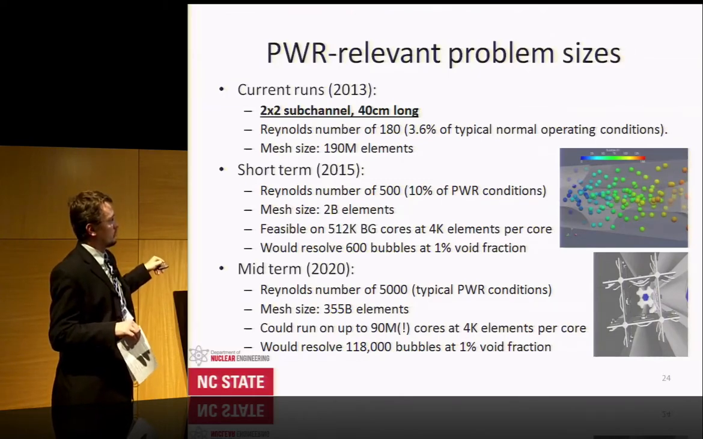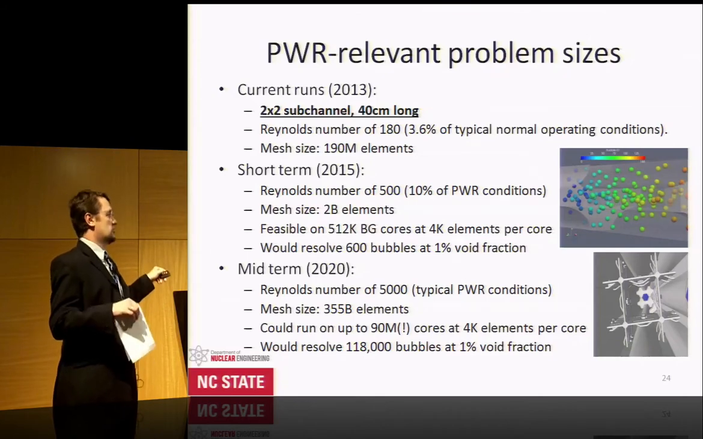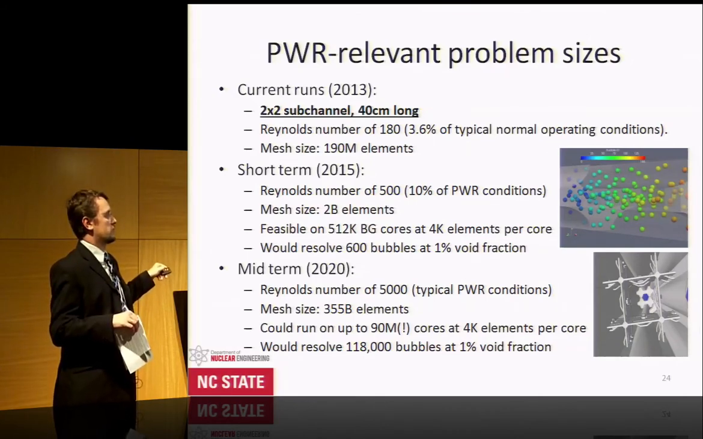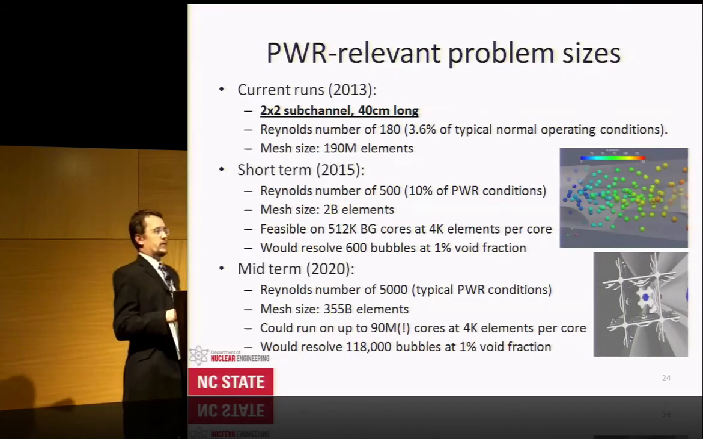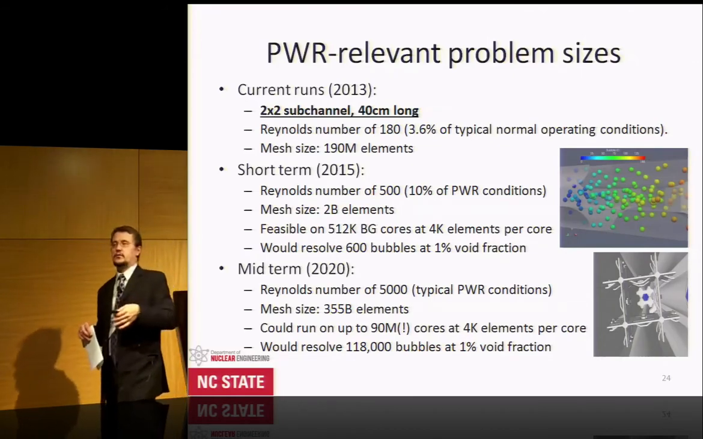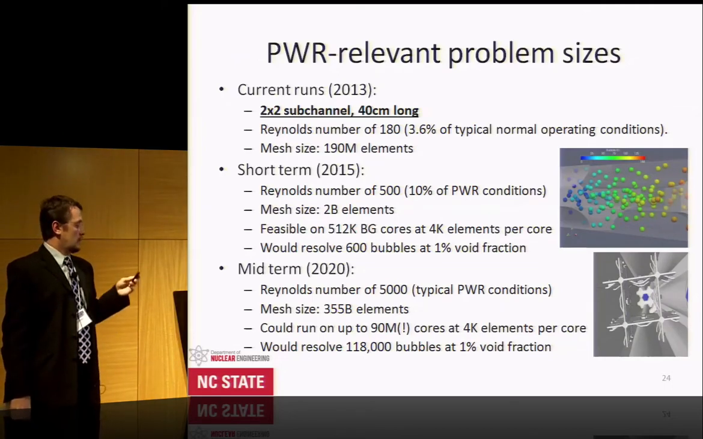This simulation would resolve about 600 bubbles, not necessarily this one, but close to that, and could be run pretty efficiently on the 512-rack Mira machine where we have an allocation of 500K cores. The code we use actually scales pretty well down to even 2,500 elements per core, which is quite impressive.